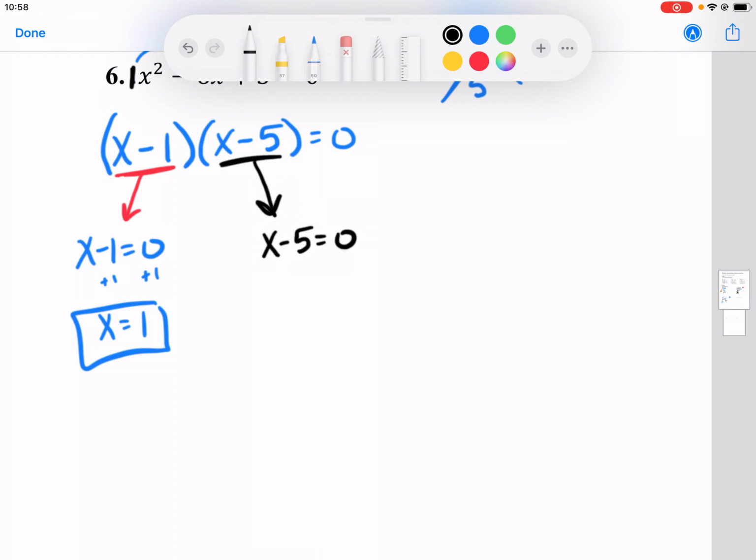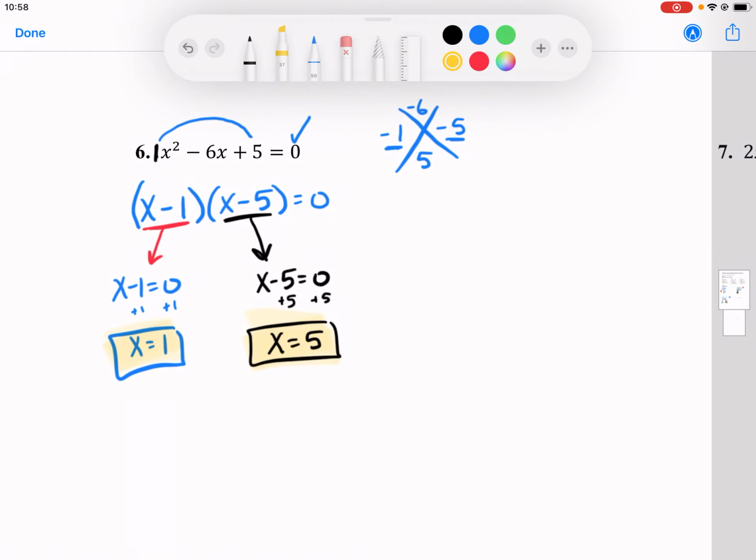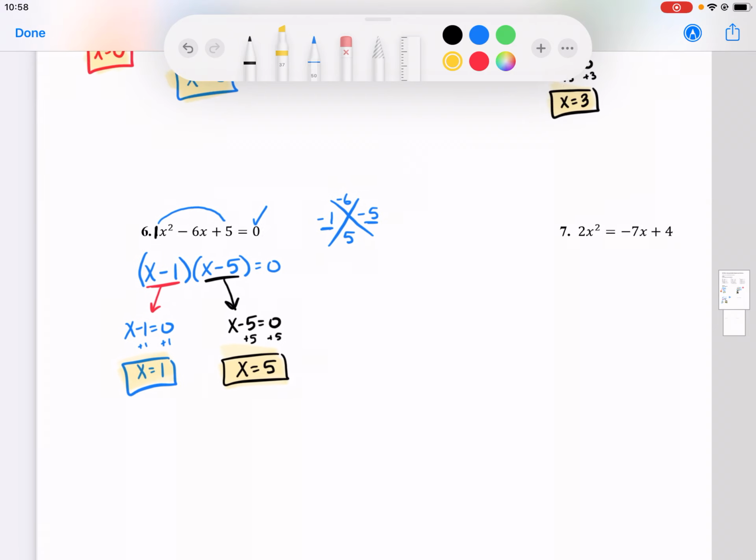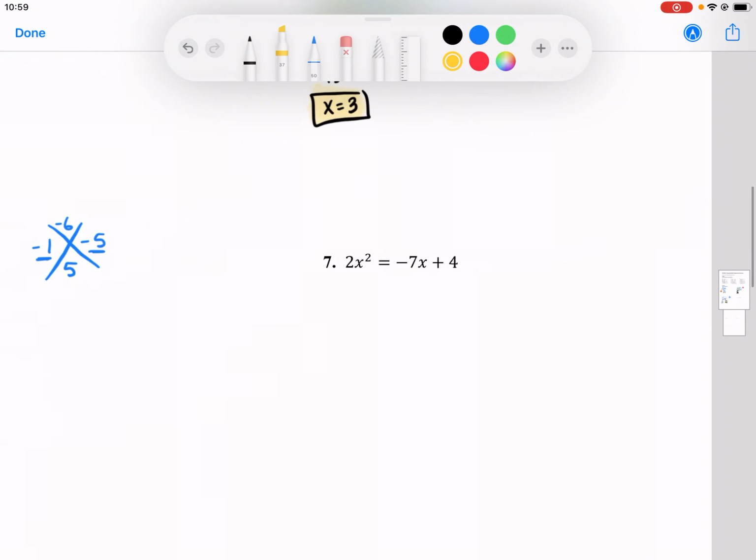Same thing with x minus 5. You set that equal to 0. You add 5 to both sides, and you've got x equals 5. And there you go. That would be our two answers because they were two different factors, so you'll have two of them. Okay, let's go to one that takes a little longer.